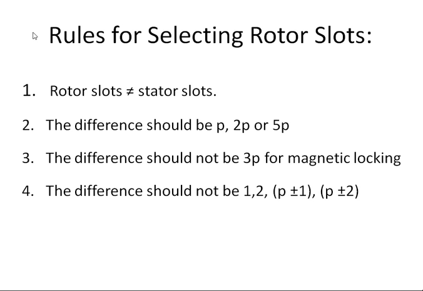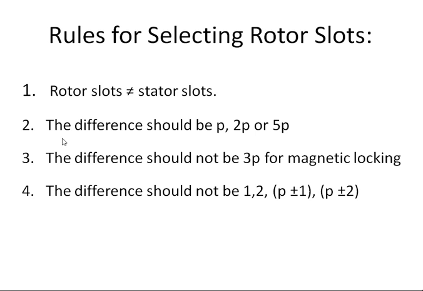So we know that to reduce the harmonic synchronous torques or cogging, we must not have the rotor slots equal to the stator slots, because if rotor slots and stator slots match with each other, there will be a magnetic locking and the motor will run at a constant synchronous speed, which we do not need. So in order to reduce the effect of cogging, rotor slots should never be equal to the stator slots.